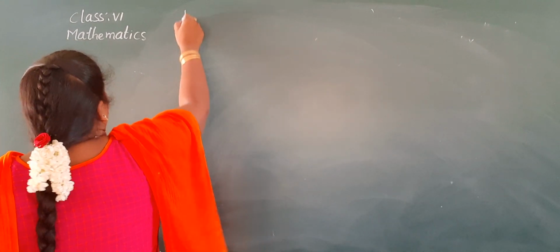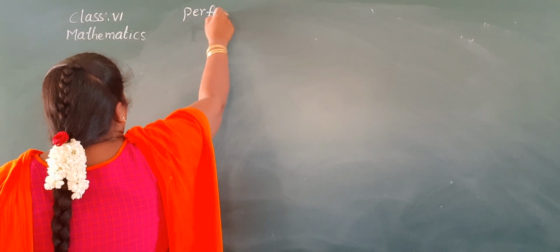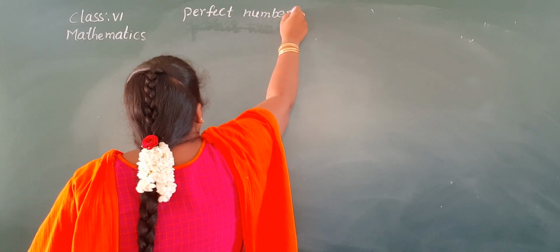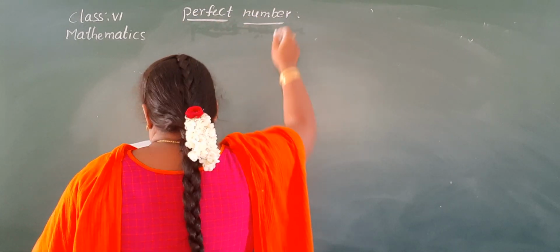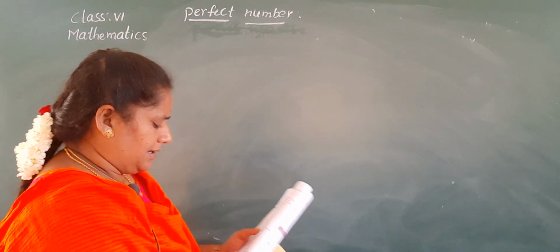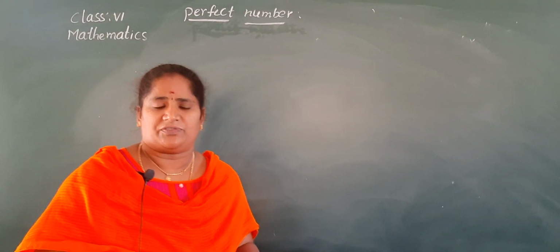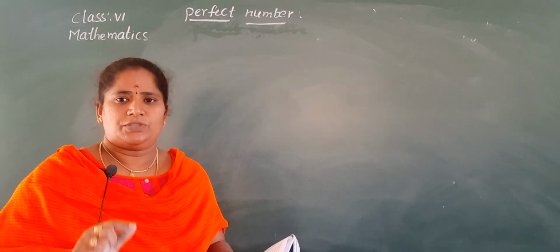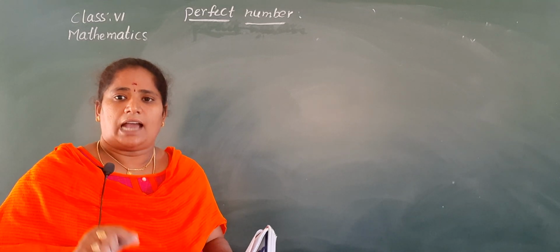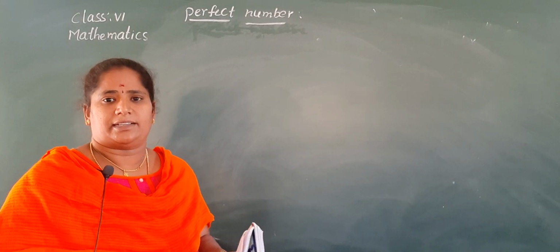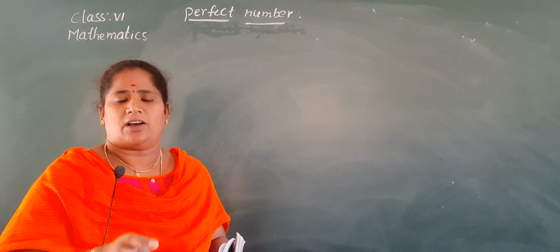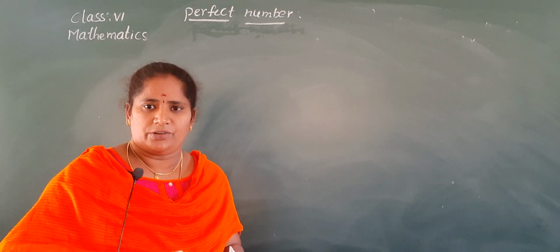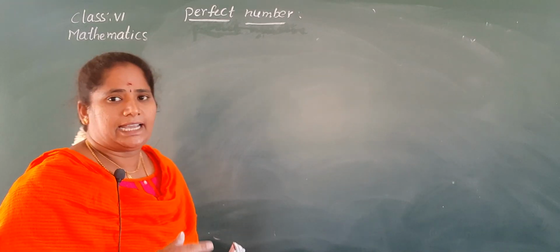Perfect number. What is meant by perfect number? A number for which the sum of its factors is equal to twice the given number. So first we find the factors, Nana, and if the sum of those factors is equal to twice that number, then it is said to be a perfect number. Is it clear to you, Nana? I will explain by taking one number.